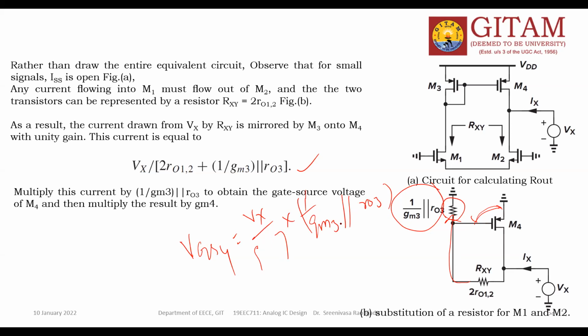So what I told you earlier: the gate voltage of M4 is not constant. The gate voltage of M4 is not constant because here VGS4 depends on so many parameters. What are they? The Vx value, the externally applied voltage, and R012, GM3, and R03. So these are the values it depends on.